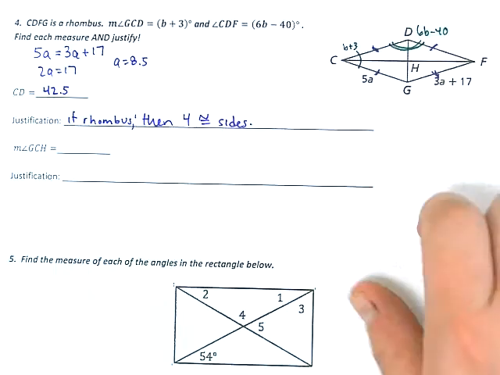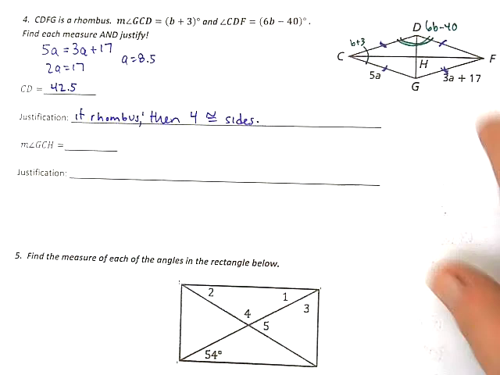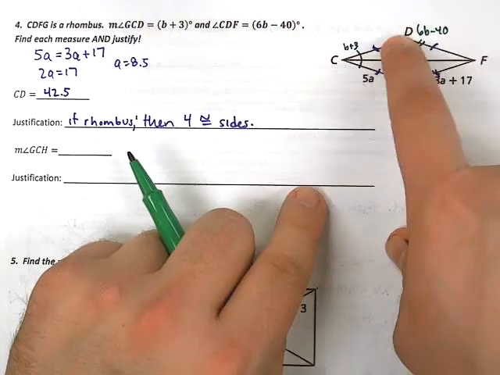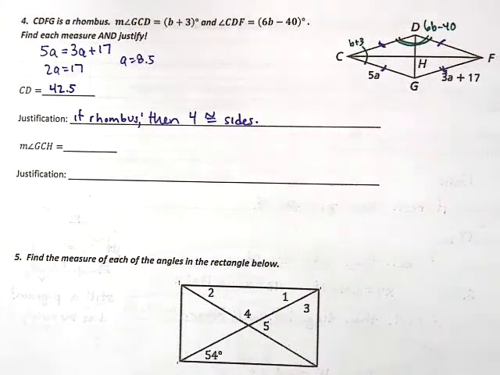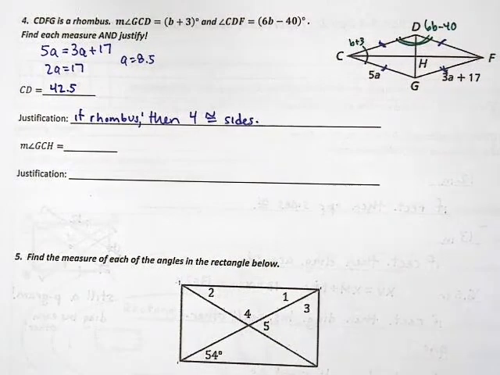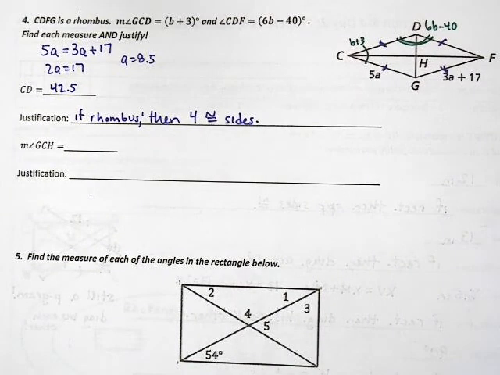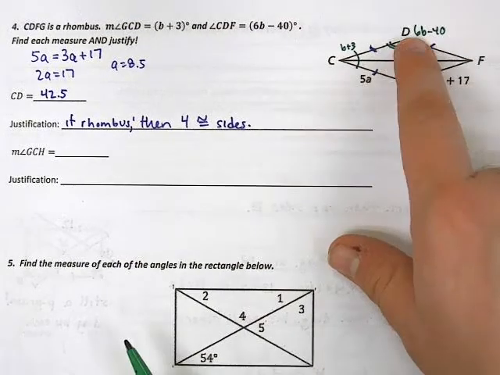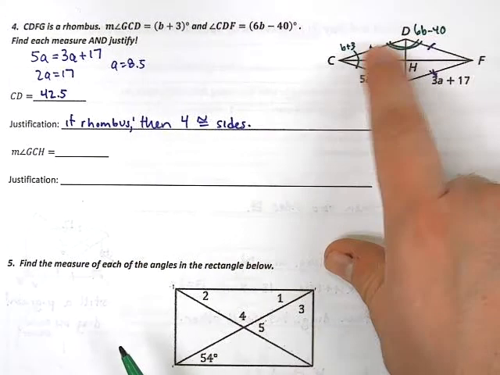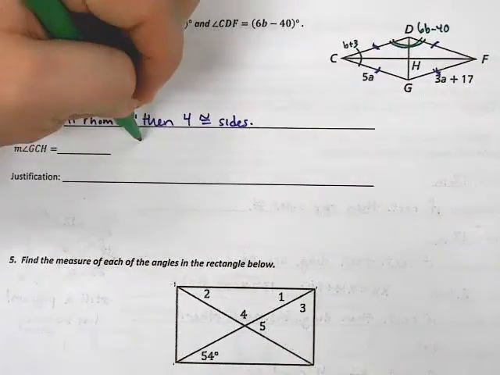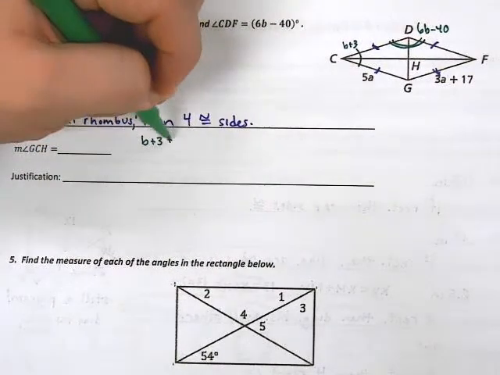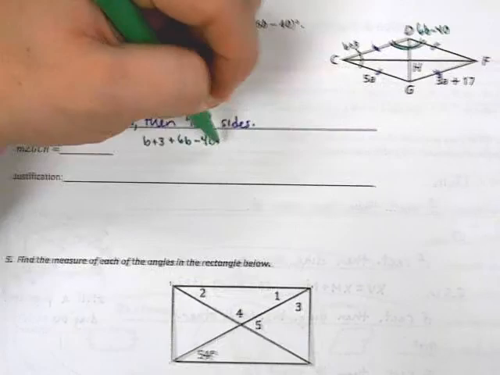Well, guys, there's a lot of different things we could do here. We could divide everything by 2 and set it equal to this little triangle. But at the end of the day, I also want you to remember, that first, a rhombus is a parallelogram. And if a rhombus is a parallelogram, then what is true about consecutive angles? This angle over at C and this angle over at D. Well, they're supplementary. So I can set up b plus 3 plus 6b minus 40 equals 180.